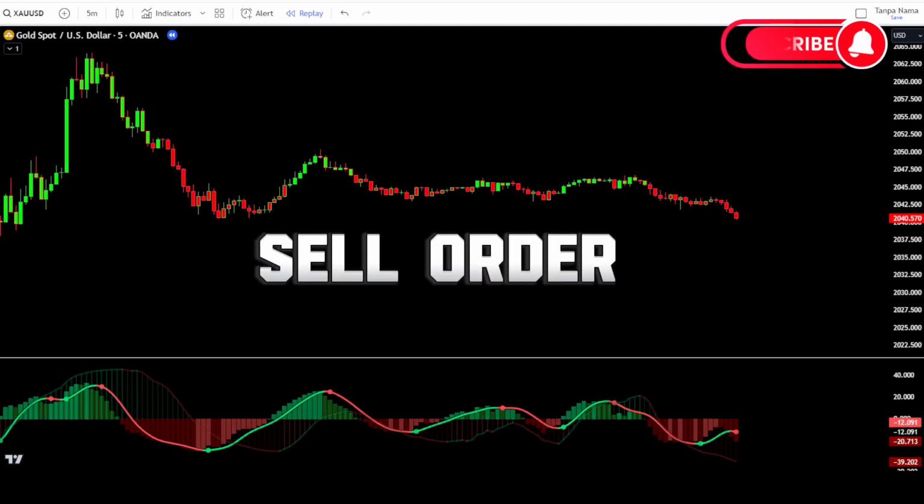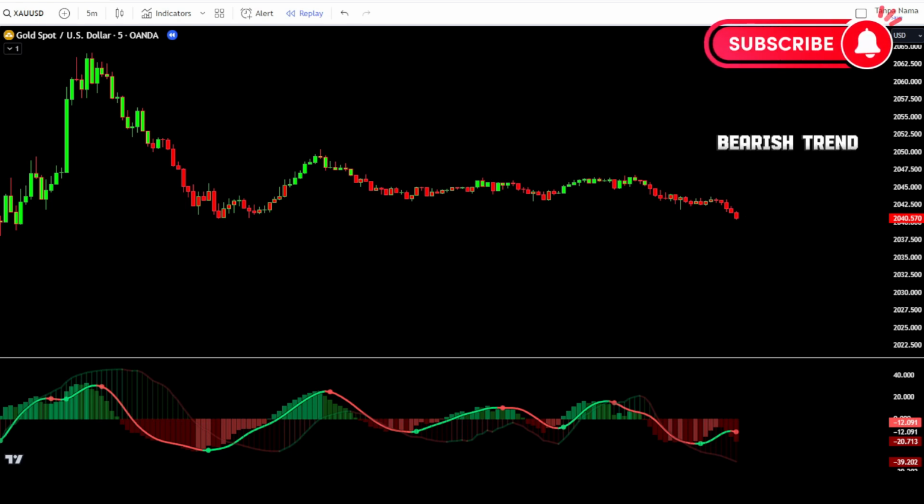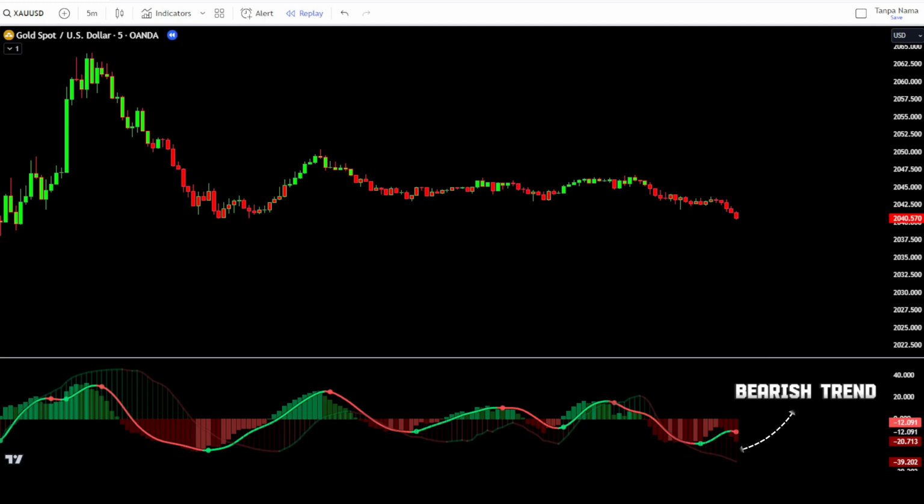If you wish to enter a sell position aggressively, follow these steps. 1. If the candlestick is red, focus on initiating a sell entry. 2. Ensure that the b-xtrender trend histogram is at the lower level and red. 3. Confirm that the b-xtrender oscillator is also red.